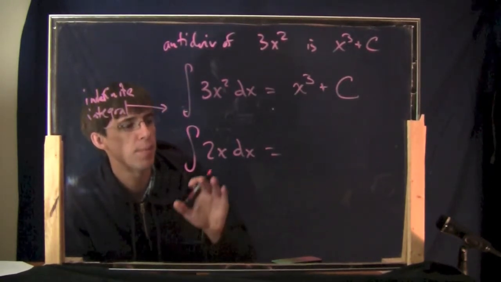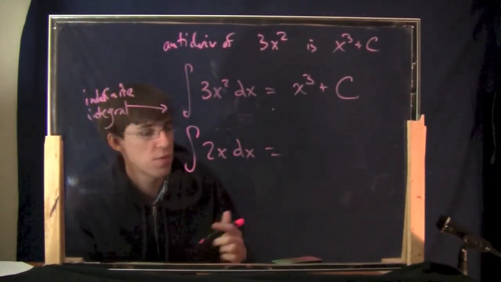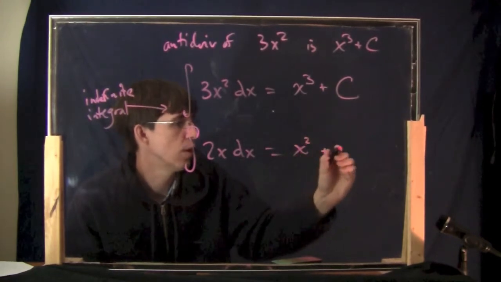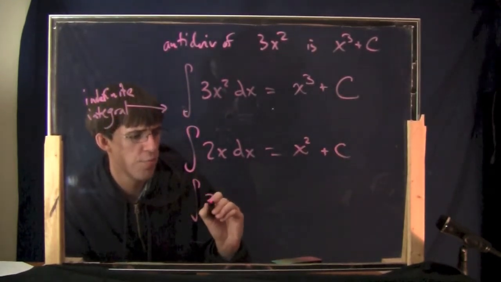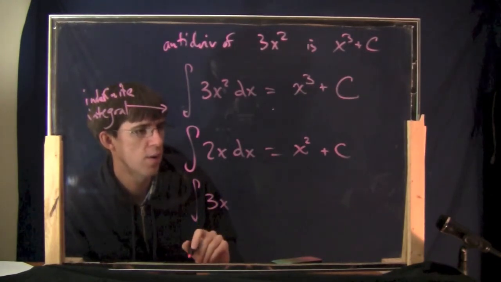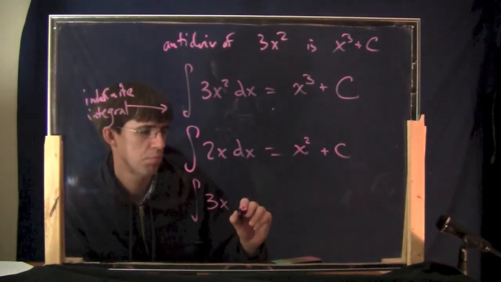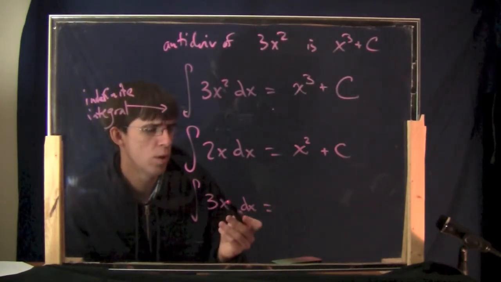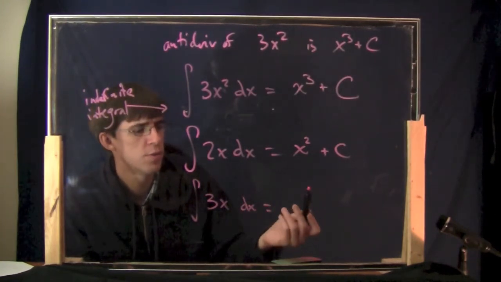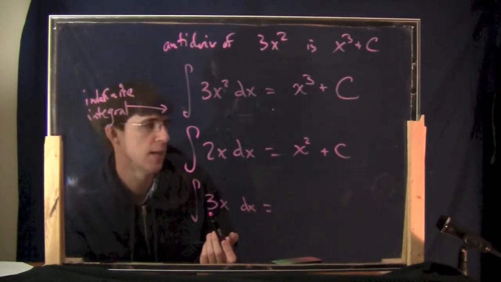That function has the property that the derivative is 2x. Do you know of such a function? Yes, you do. It's x squared plus c. All right? What about this? What if it was 3x instead of 2x? I'll be a little tricky about this one. What function do you need over here to make it so that the derivative is 3x?